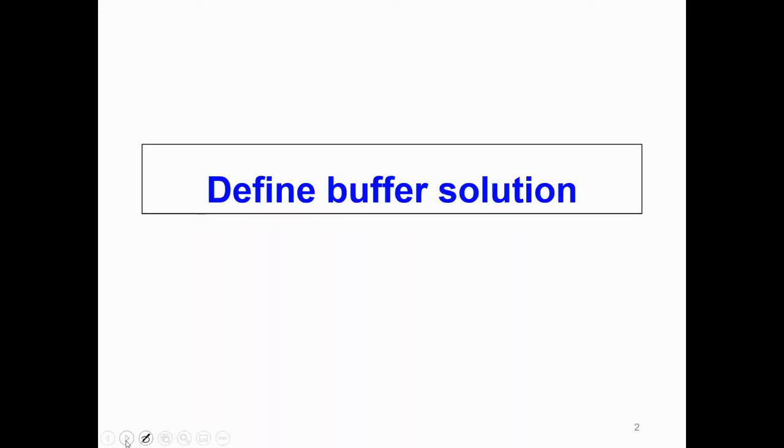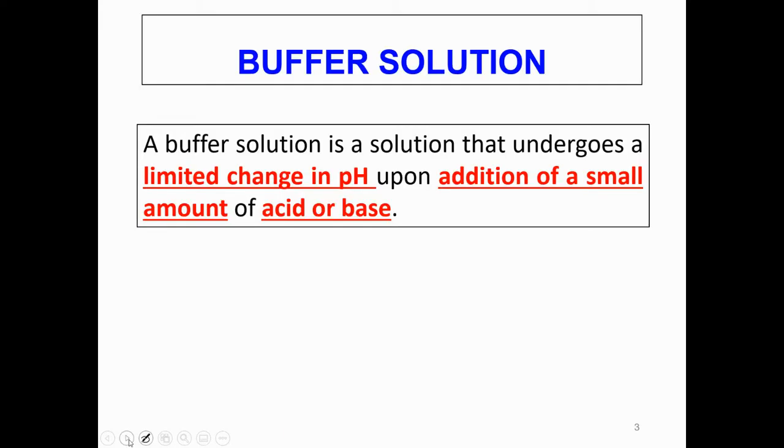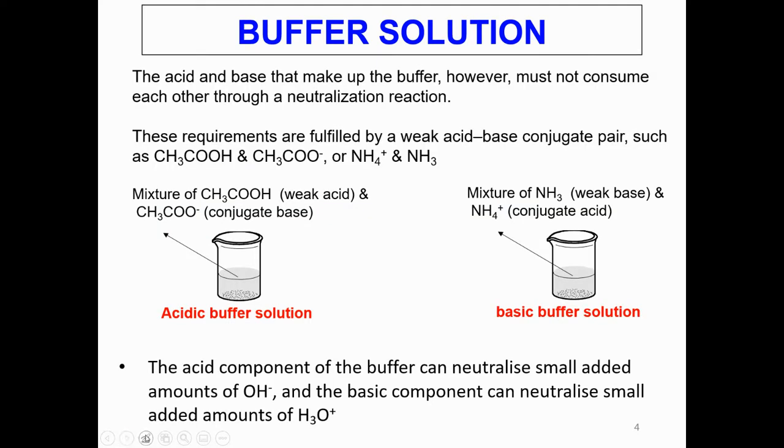Welcome to Chapter 7, Ionic Equilibria, Buffer Solution. First, let us define buffer solution. A buffer solution is a solution that undergoes a limited change in pH upon addition of a small amount of acid or base. The acid and base that make up the buffer, however, must not consume each other through a neutralization reaction.